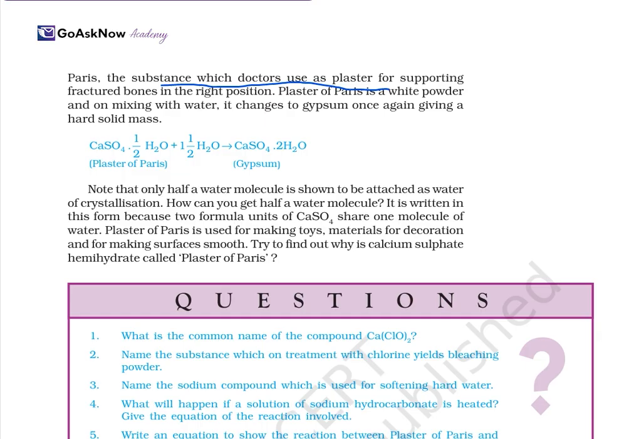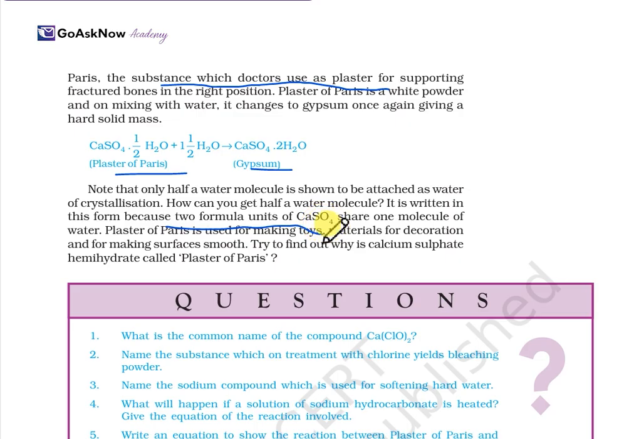So CaSO4·1/2H2O plus 1 and a half H2O gives CaSO4·2H2O. So plaster of Paris becomes gypsum over here. Note that half of a water molecule is shown as attached as water of crystallization. It is written in the form of a formula only: one unit of CaSO4 shares one molecule of water.